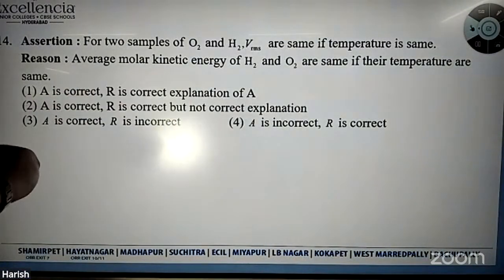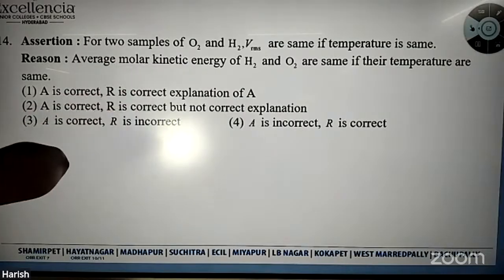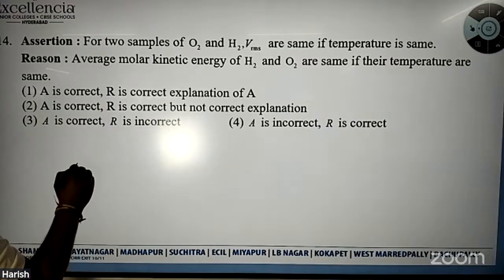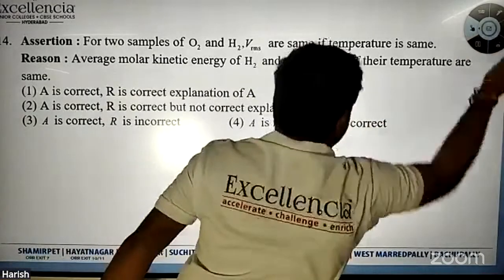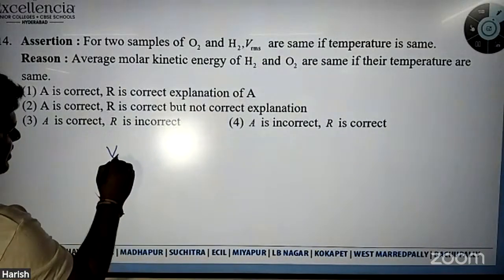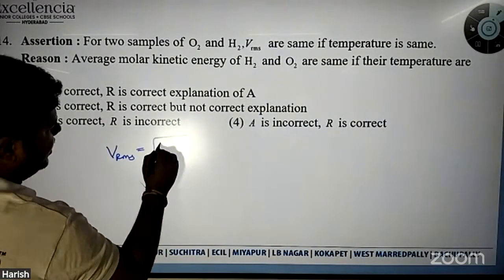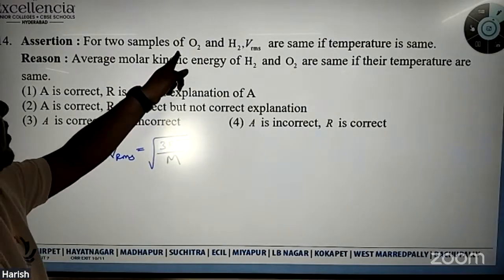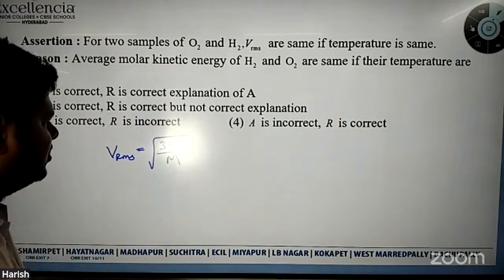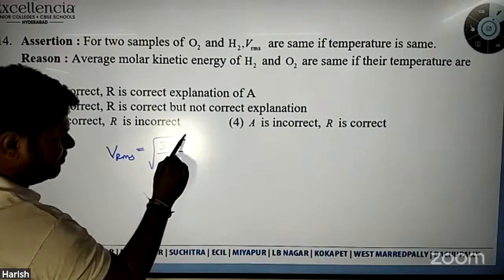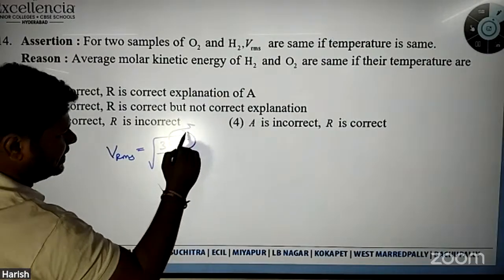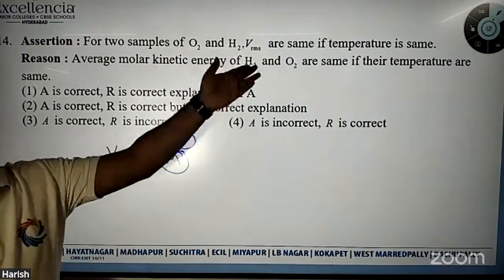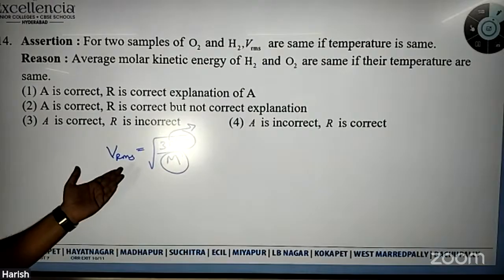Yeah, next question is the assertion-reason one. For two samples O2 and H2, V_rms are the same if temperature is the same. We know V_rms is given by root of 3RT by M. As per the given data, the two gases are O2 and H2. Temperature is the same, fine. R is anyway constant. But look at M. M stands for molecular mass. Molecular mass is not the same for O2 and H2. Obviously, V_rms will not be the same for both.